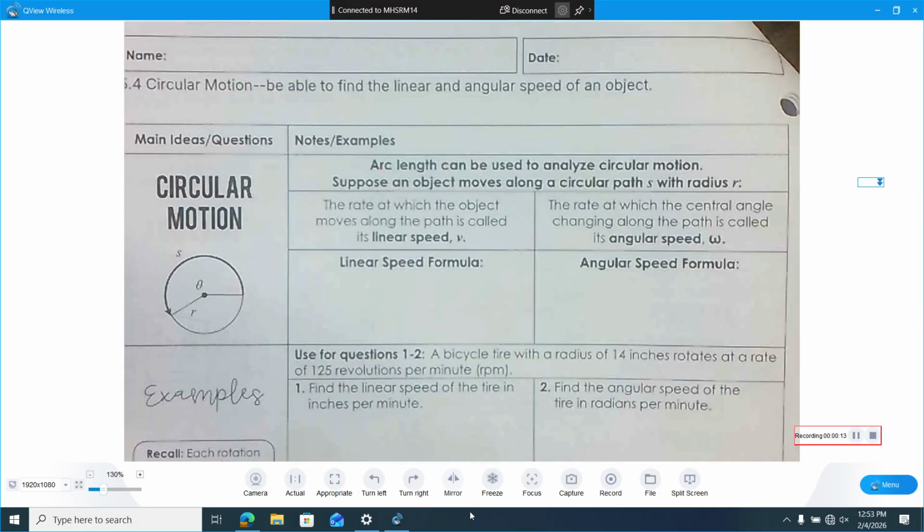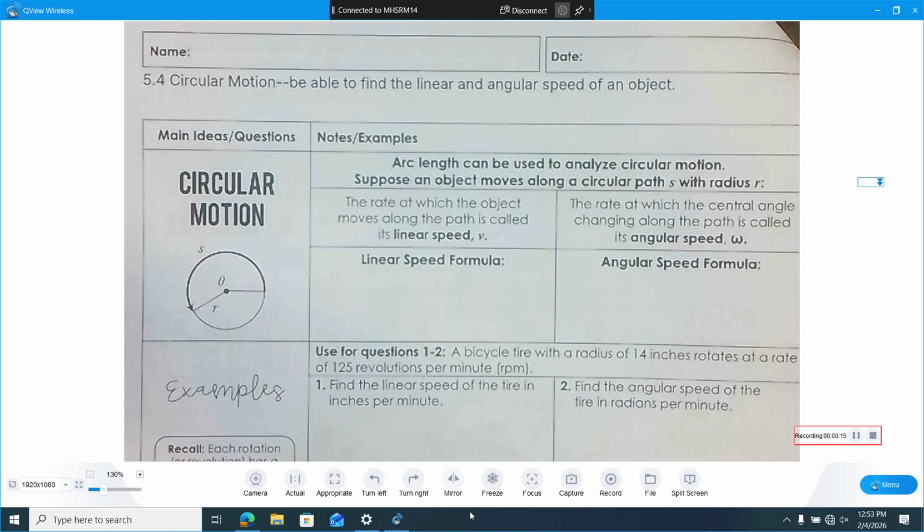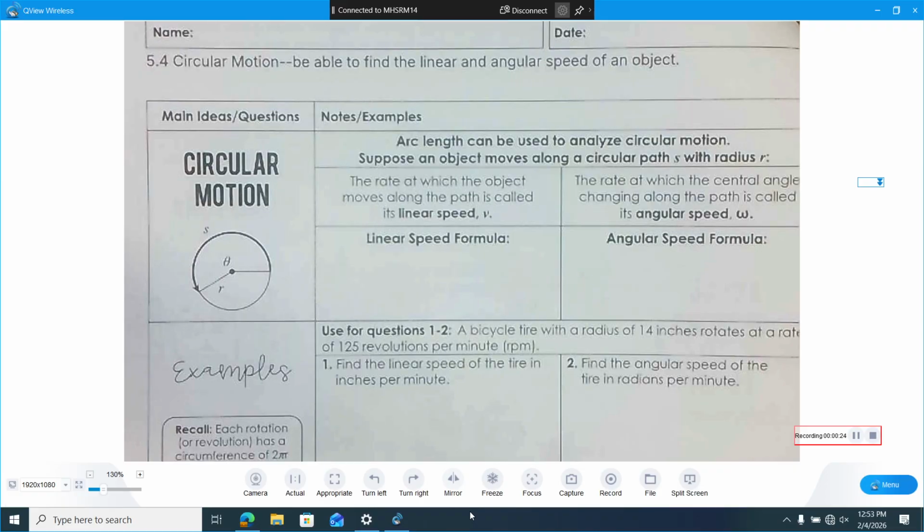Ladies and gentlemen, today we are looking at circular motion. So we're talking about linear and angular speed. I haven't taught this in many, many moons, but everything looks okay today. I have a lovely prop here. On this prop, I have a star and I have a heart, and they're racing.